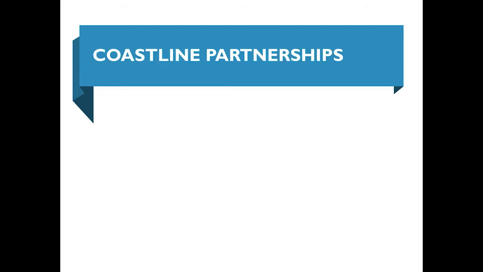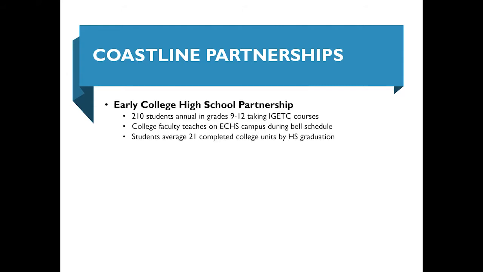So here's a look at all the partnerships we have, just to highlight what I was just talking about. At Coastline, we have an early college high school partnership. This is where we serve about 210 students annually for an ECHS in Costa Mesa, California. It's in our feeder area. And we have students in grades 9 through 12 taking classes towards the completion of the I-Get-C. And this is where our college faculty will come onto the ECHS campus, and they'll be teaching these classes during the bell schedule. So it's built in.